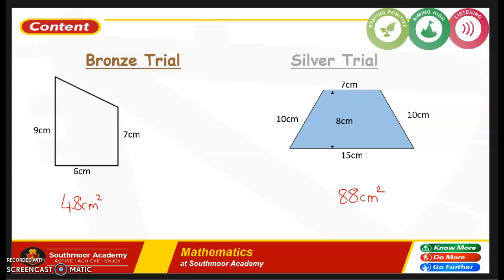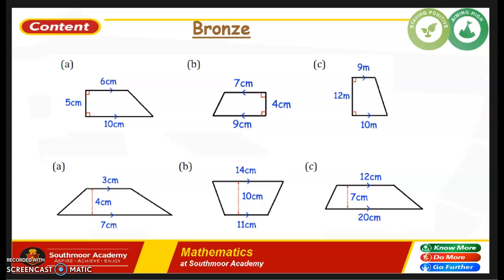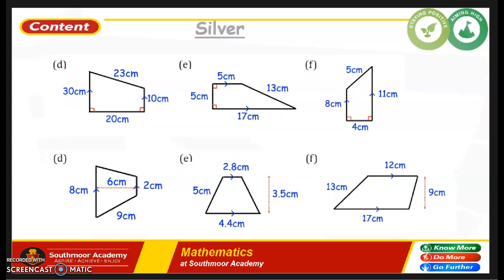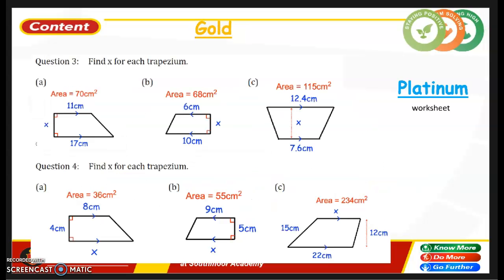So here are your answers. Correct them if you got them wrong. Give yourselves a tick if you got them right. Well done if you did. So moving on to your bronze questions, your silver, your gold and your platinums on a separate worksheet. I'm going to put your answers up on the screen now.